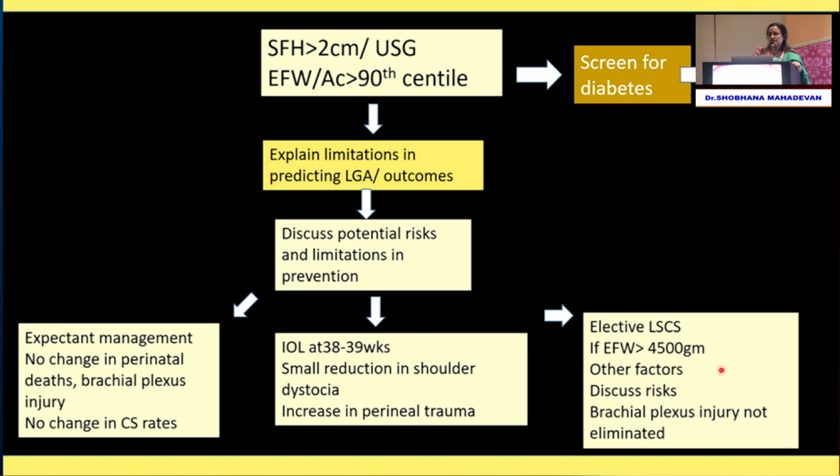Elective cesarean should be carefully decided if the estimated fetal weight is above 4 kilos, definitely above 4.5 kilos, and discuss the risk. Most importantly, if you have a large baby, you cannot eliminate the risk of brachial plexus injury even during the C-section. This is something that should be discussed with the couple.